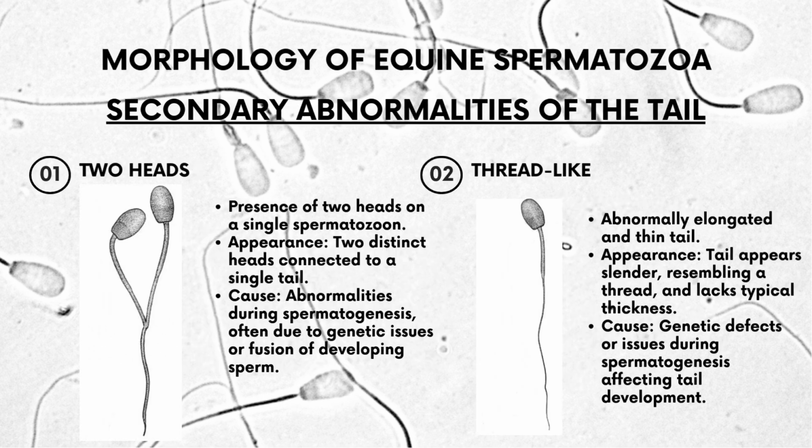Tail abnormalities also play a significant role in sperm health. A two-headed sperm is a rare defect in which two heads are connected to a single tail. This typically results from genetic issues during spermatogenesis. Another abnormality is a thread-like tail, which is abnormally thin and elongated due to issues in tail development during spermatogenesis.